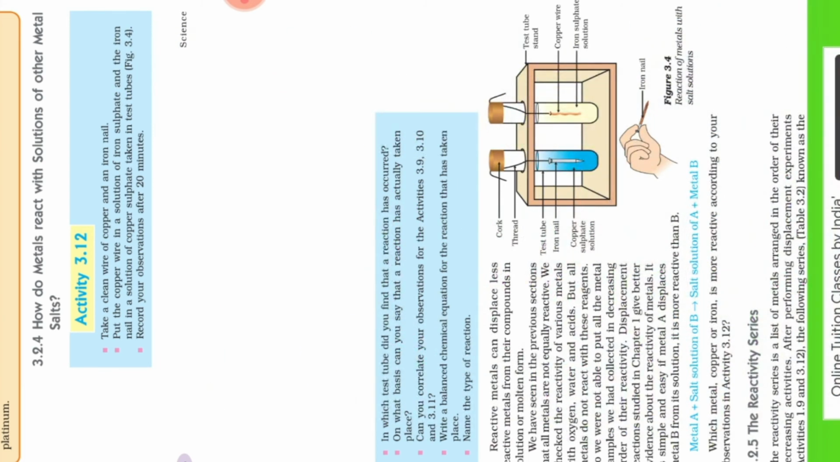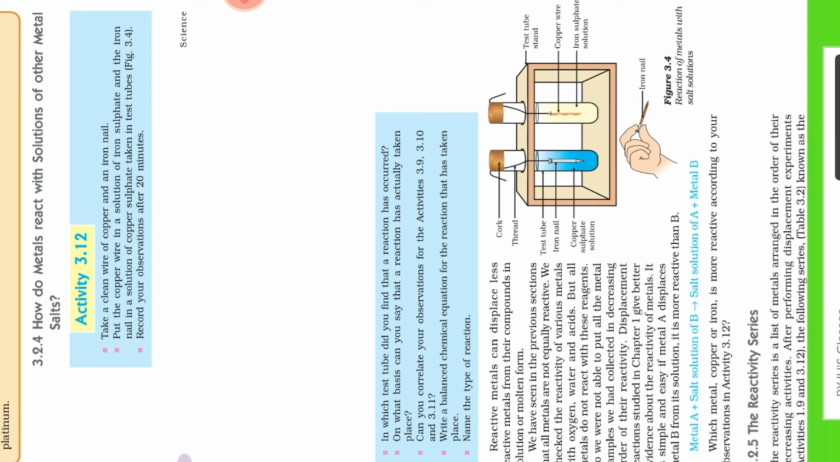Like this way only, we can say, let it be, this is the metal A, this is the salt solution, and what we are forming is the salt solution of metal B, and this is the metal B. Is that clear? I hope you are getting my point, beta, that only a high reactivity metal can displace a low reactivity metal. And this is according to the displacement reaction.